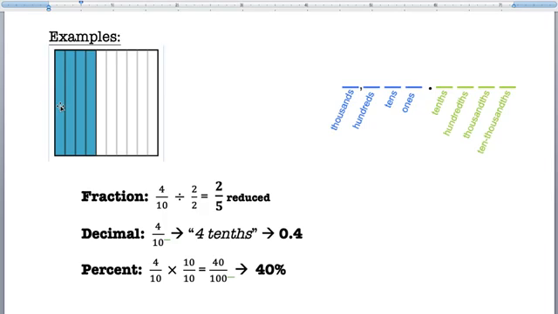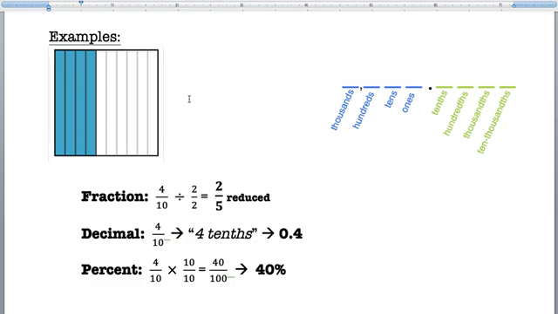So how many parts are being shaded in? 1, 2, 3, 4 out of 5, 6, 7, 8, 9, 10. So that's how we got 4/10. You always want to reduce your fraction though. So here they're both even, so we reduce by dividing both top and bottom by 2, and you get 2/5 reduced. And it can't be reduced any longer.